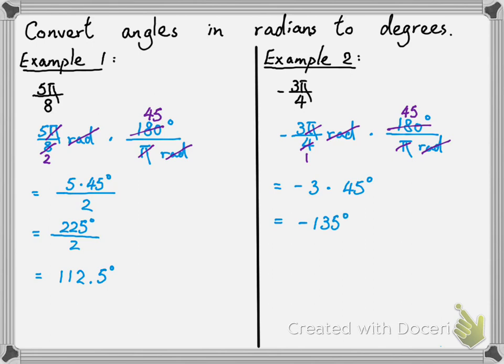In this example, we can see that the negative does not affect the way we convert. As a reminder, the negative sign of the angle represents how the angle travels from the initial side to the terminal side. For negative 3 pi over 4, the angle travels from the initial side going clockwise to the terminal side.